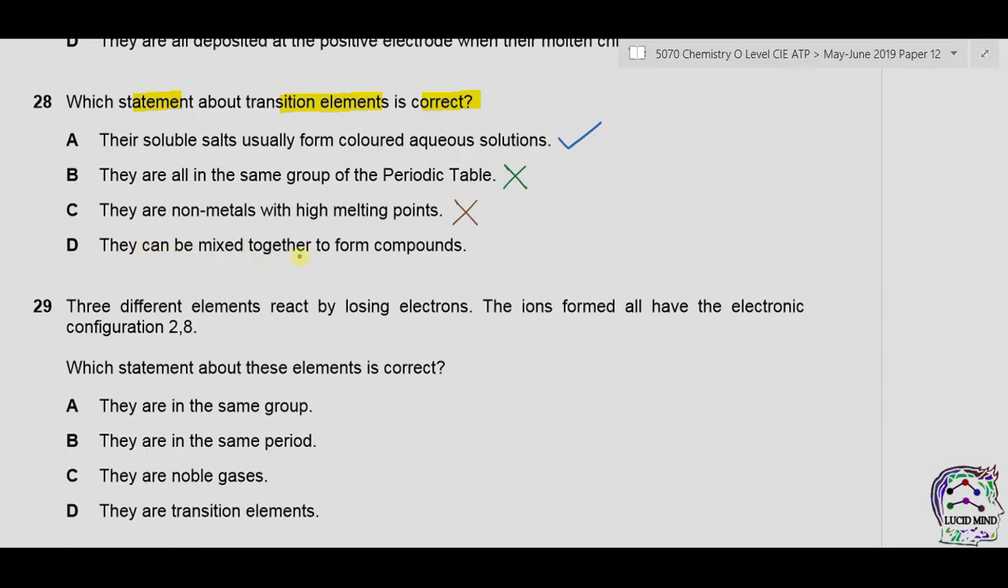D. They can be mixed together to form compounds. Now metals cannot be mixed with other metals to form compounds, they will form alloys. This is incorrect. The correct answer is therefore A.